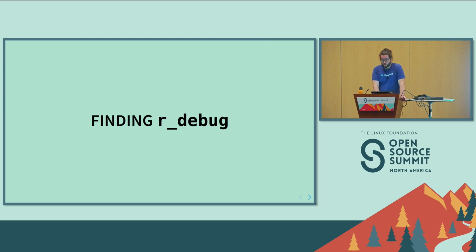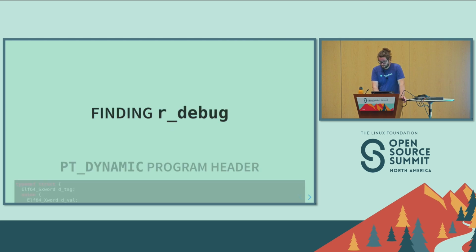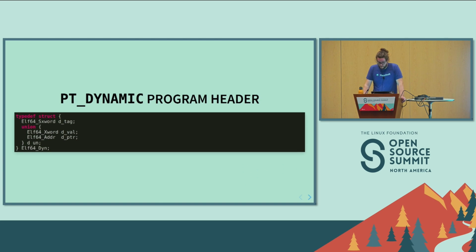So we know that we want it, but where is it? Well, that's where we come back to where I lied a little bit. I said there's only these notes and load segments. There's one more that we have to worry about, and this is the dynamic header. This tells us where these dynamic sections are mapped inside of memory.